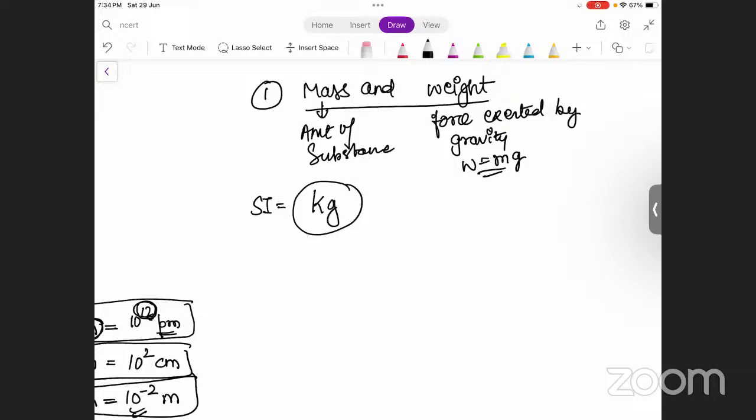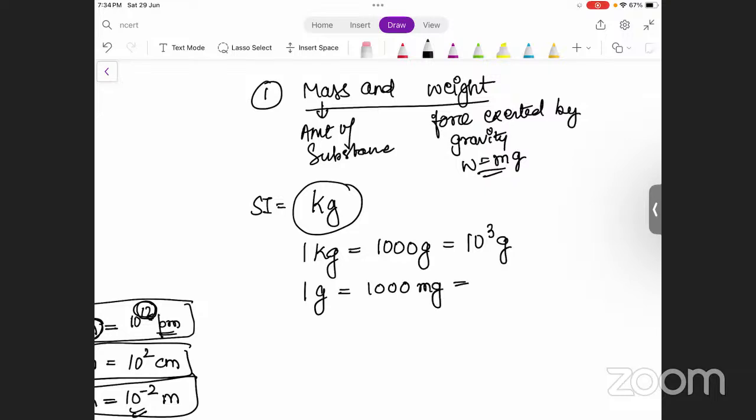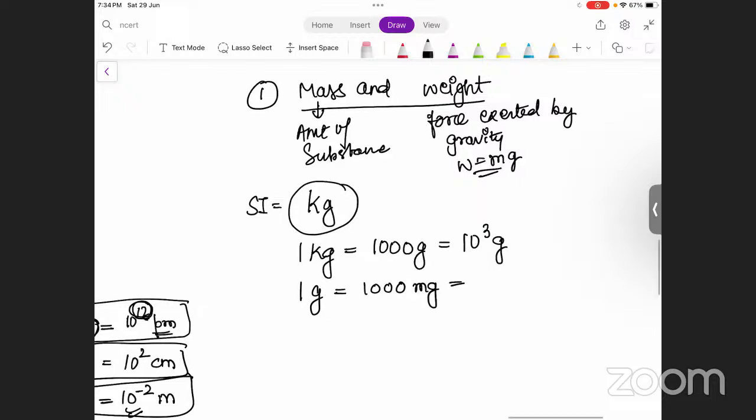is kg. Here the important part is that you should know the conversions. Everyone knows that 1 kg is equal to 1000 grams, which can be written as 10 raised to the power 3 gram. Similarly, 1 gram is equal to 1000 milligram. What is mg? Mg is milligram. So then it becomes 10 raised to the power 3 mg. Right? That's how you have to do the conversions.